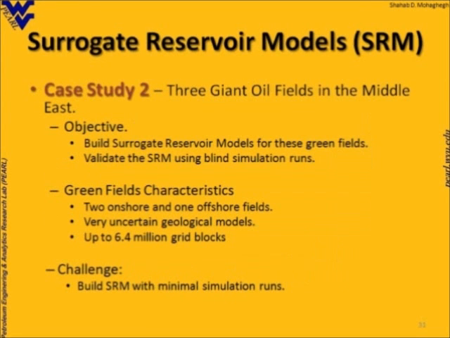A second case study. The objective was to build a surrogate model for green fields here. Some of these fields are up to 6.4 million grid blocks. Now, all I'm going to show you, really, is how heterogeneous these reservoirs were. This is not a simple case. Very, very heterogeneous permeability and porosity, as you see.